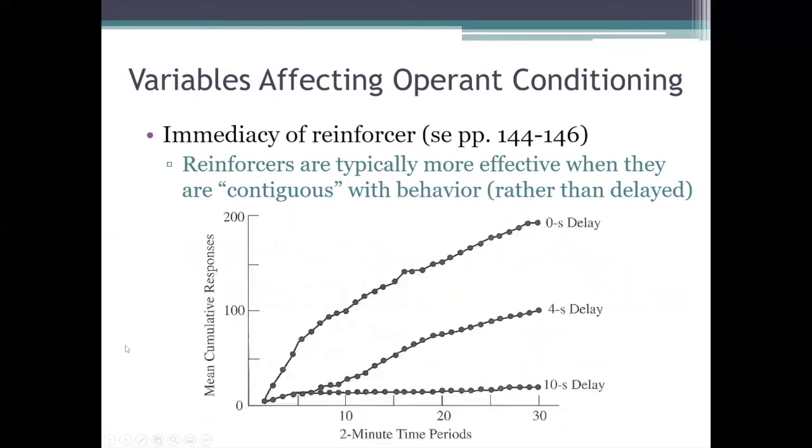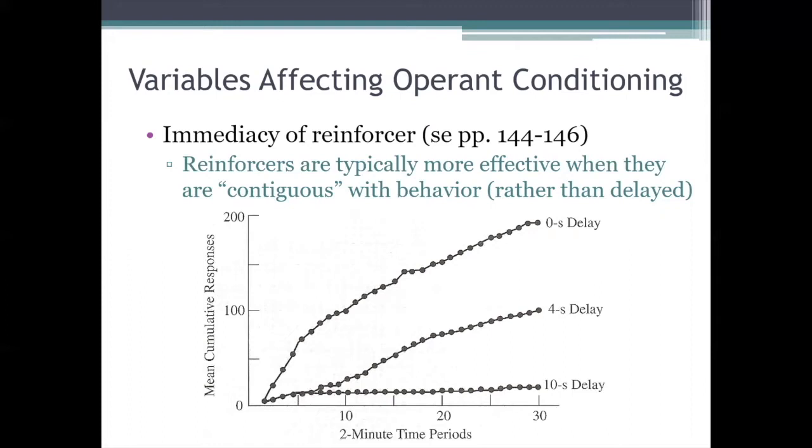So, one variable that obviously influences how effective a particular reinforcer is would be how soon it occurs after the behavior that produces it, right? How much contiguity is there between that behavior and that reinforcer? And generally speaking, the more immediate the reinforcer is, the more contiguous it is with the behavior, the greater the impact it has on the strength of that behavior, the better it reinforces that behavior, in other words.